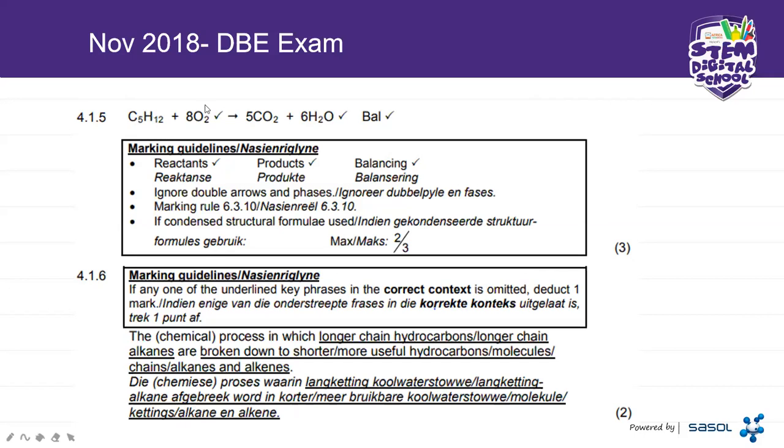But now your O2 is not balanced. So you calculate how many O's you have. Here you're going to have 2 times 5, which gives you 10, plus 6 is 16, right? So here you only have O2. For you to have 16 oxygen, you're going to put an 8 over here. I hope that this makes sense, guys. That's basically how you're going to balance your equation. And that is 3 marks, guys. 3 marks is a lot. Make sure that you get that right.